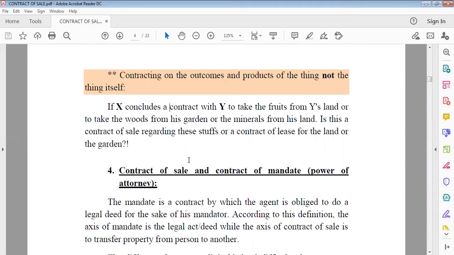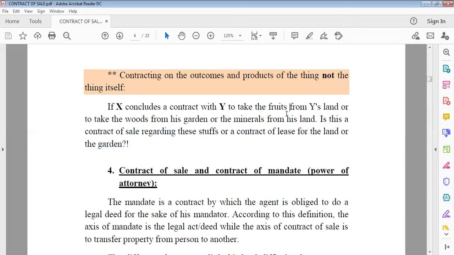Then the question here is that if X, for example, concludes a contract with Y to take the fruits from Y's land, so I don't need your land. I'm not going to sell it or to buy it. Sorry, I need the fruits of your land, or to take the wood from your garden, or the minerals from your land. Okay, so in this case, is it a contract of sale regarding these things, or is it a contract of lease regarding the land or the garden or whatsoever?